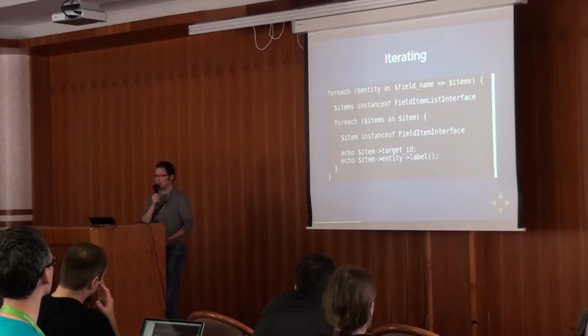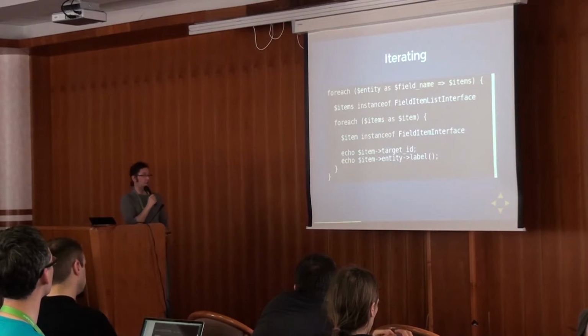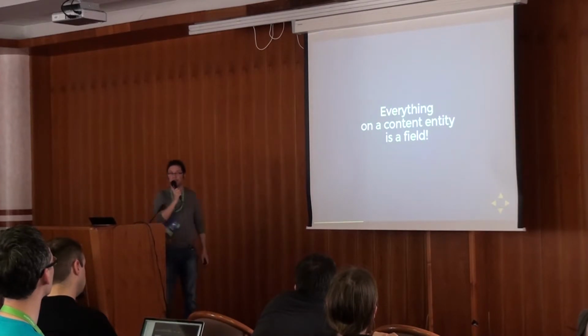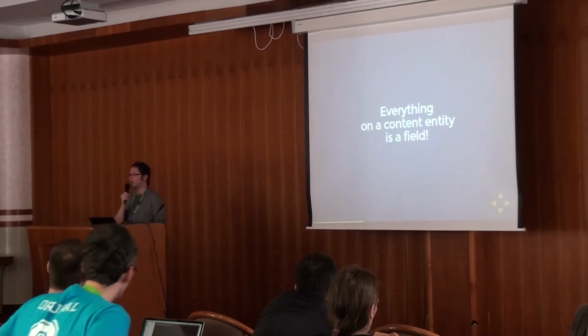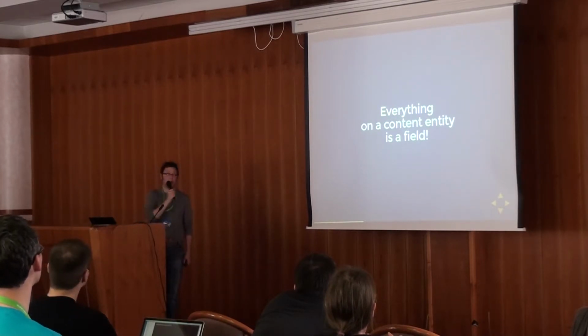So as you see, we can loop over the entity and everything that it's giving us is field item lists, and that works because everything on a content entity is a field in Drupal 8. What you know as node properties in Drupal 7, the node title, status, and stuff like that, are all fields in Drupal 8.